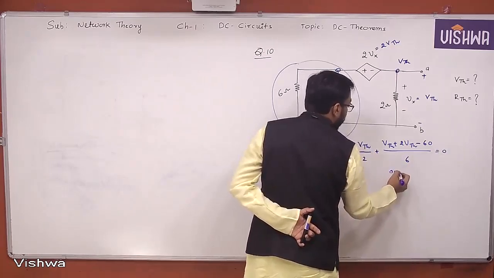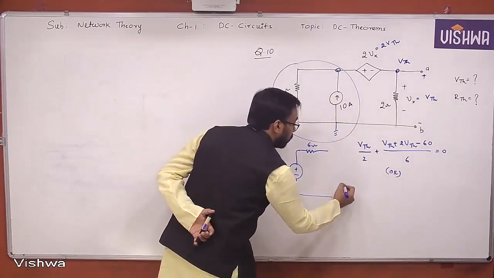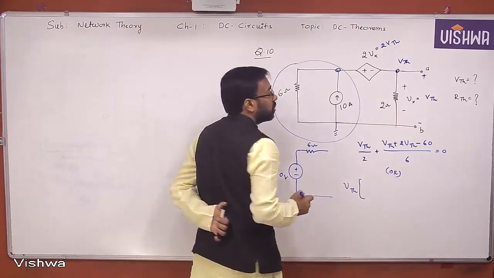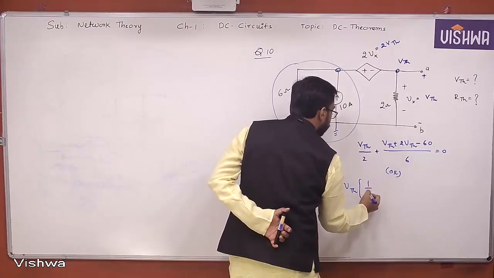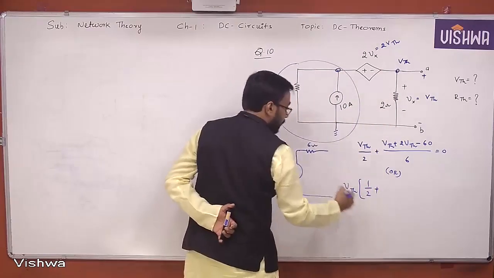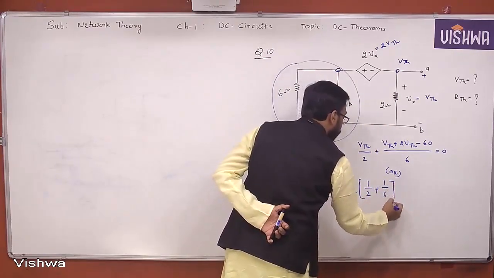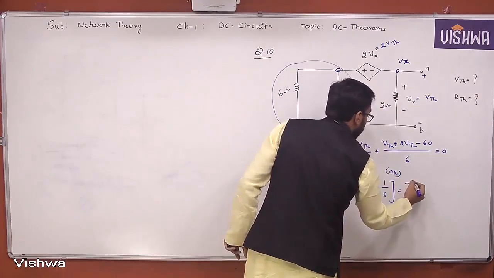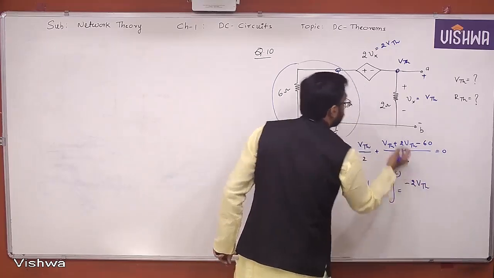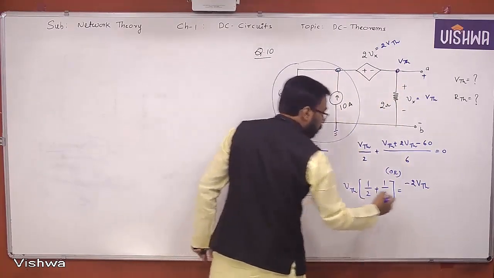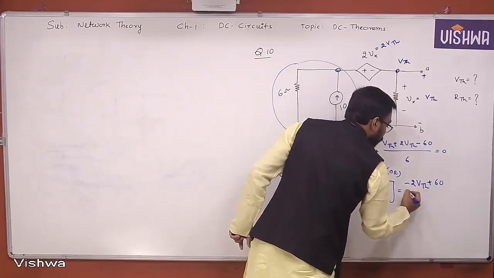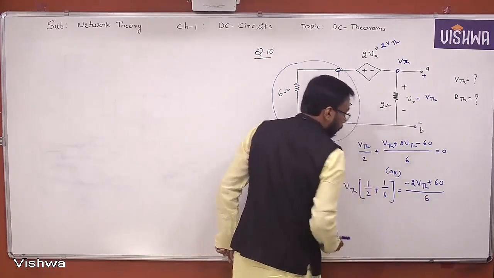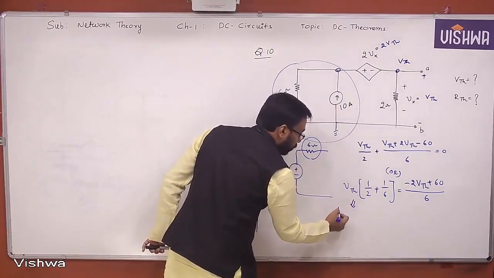Or else I can directly write using inspection. Vth of, using inspection, I hope all of you remember inspection method, 1 by 2 plus 1 by 6 is equal to touching negative minus 2 Vth, touching positive here plus 60 by, what is the resistance value? 6 ohm. You can take. Finally, you get the value of Vth here.